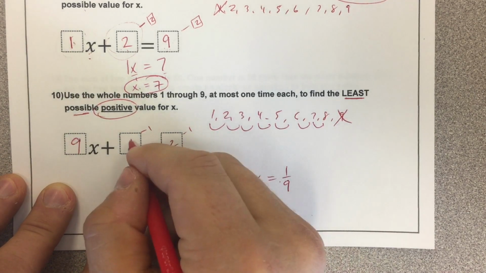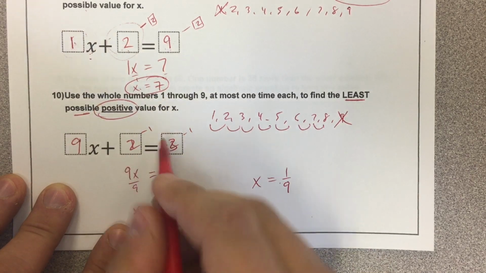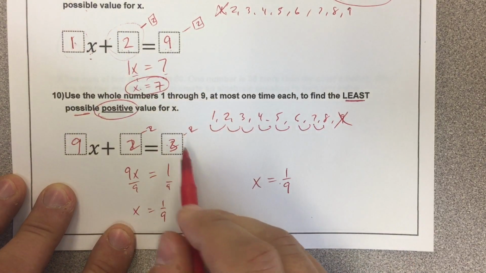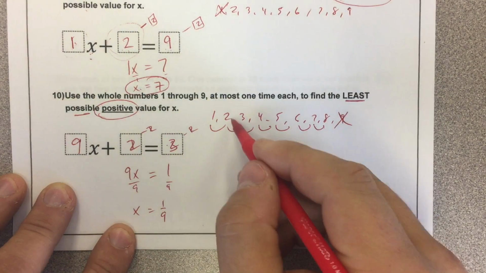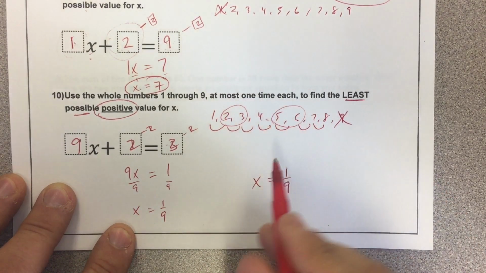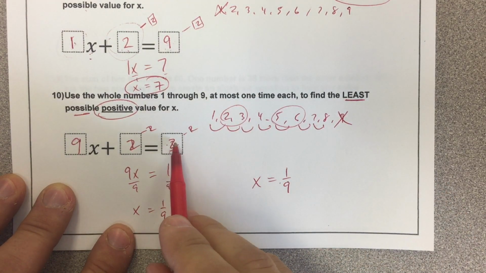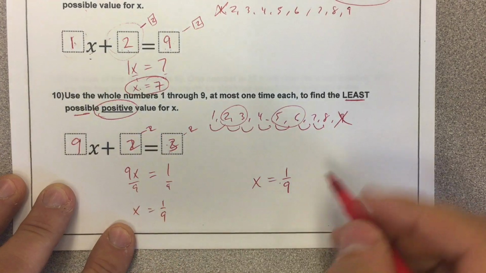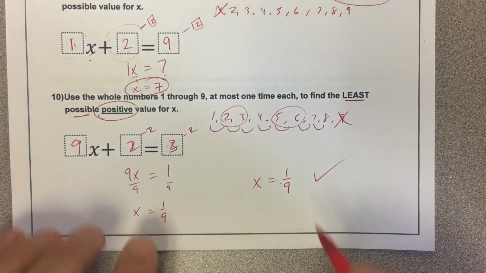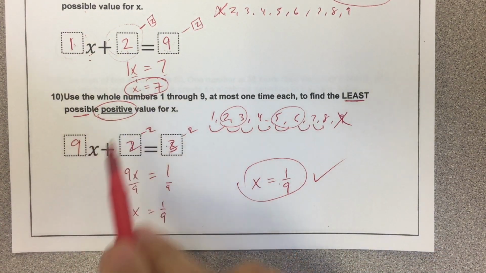Now I could do the same thing. I could do 2 and 3. So I could just subtract 2 from both sides, and that would give me the same thing. So as long as I pick two consecutive numbers, and I make sure that the larger one is on this side so it doesn't go into the negatives, then I should be okay. And I get 1/9, which is the smallest possible positive value.